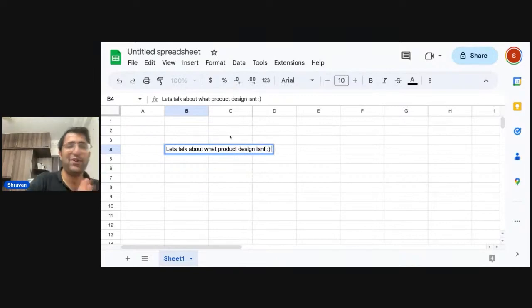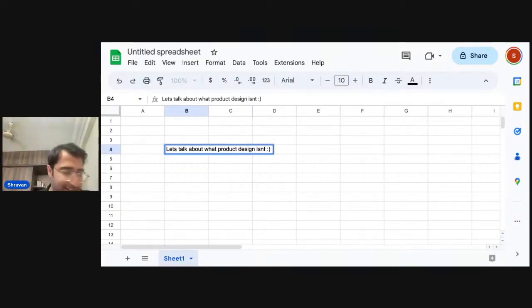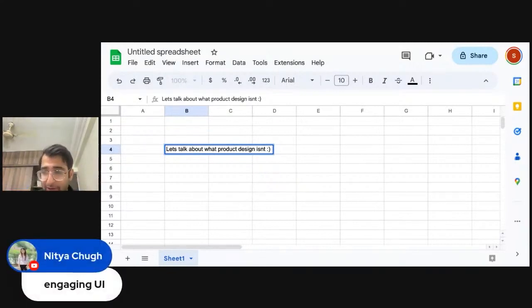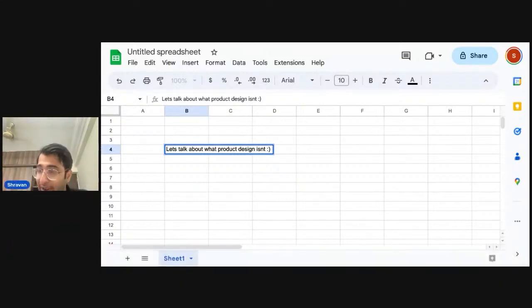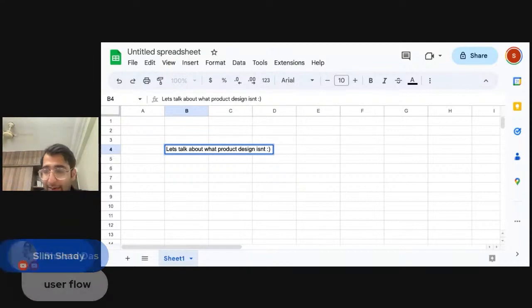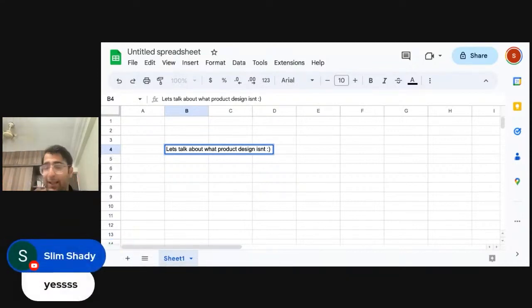So according to you, what do you mean by product design? Somebody has written: expression of usability, solving problems by designing experiences, process of ideating, developing, refining products that meet specific market needs and solve user problems, engaging UI. Okay, Shweta Das is saying, then Priya Varshini: process of creating products, etc. ABCD, whatever. ठीक है. Everybody is fine.